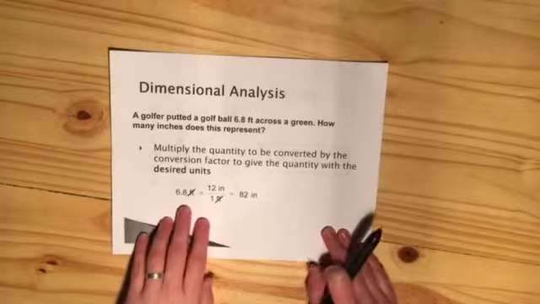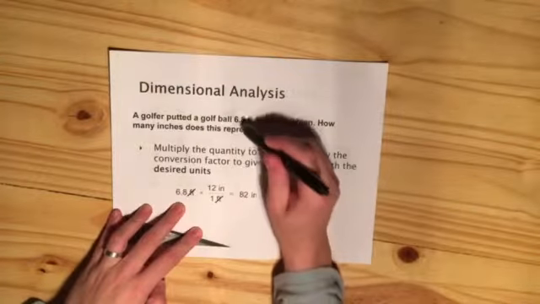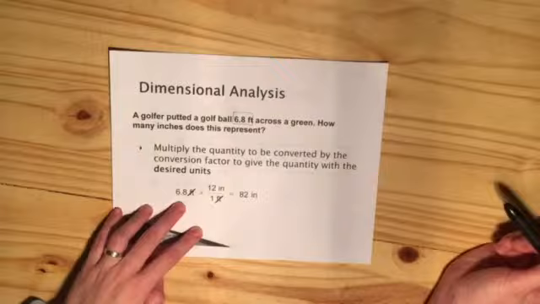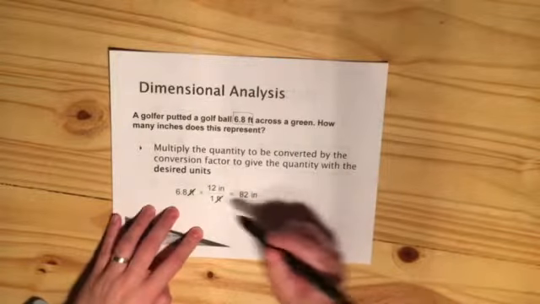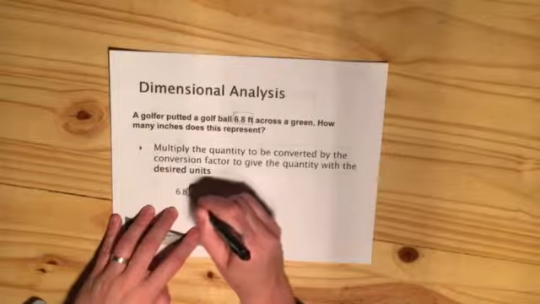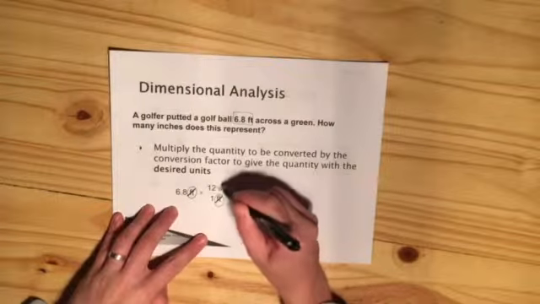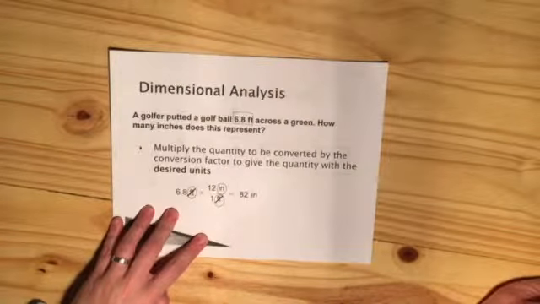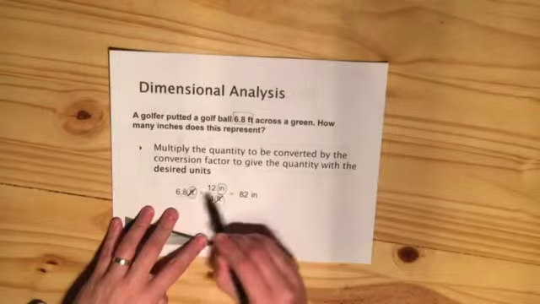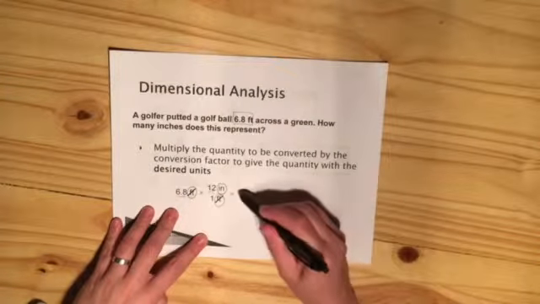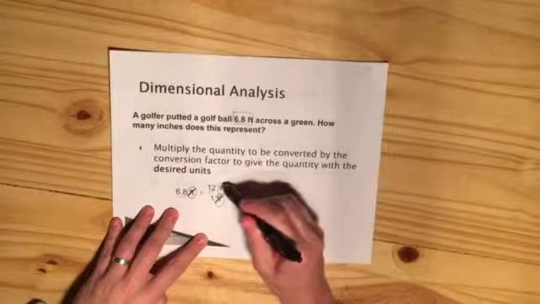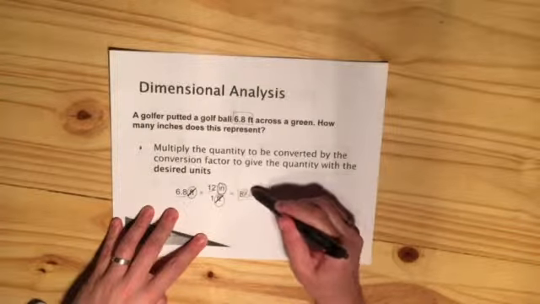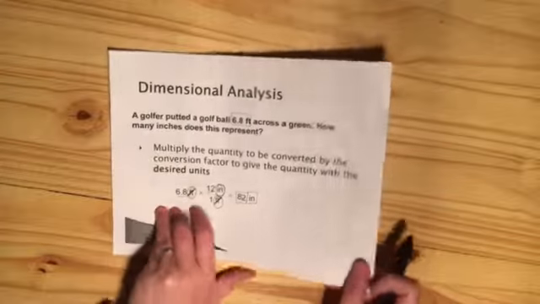And so what we would do is take that number here that we're trying to convert, multiply by a conversion factor in which feet are on the bottom, so they cancel, and inches are on the top. Then we multiply 6.8 times 12. We get 82 for our number. And since these units canceled out, we're left with inches, and that is our unit.